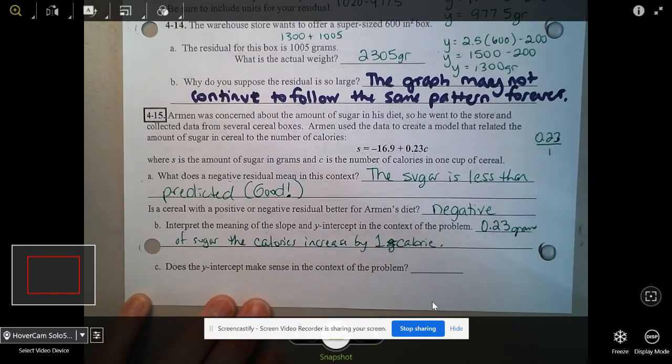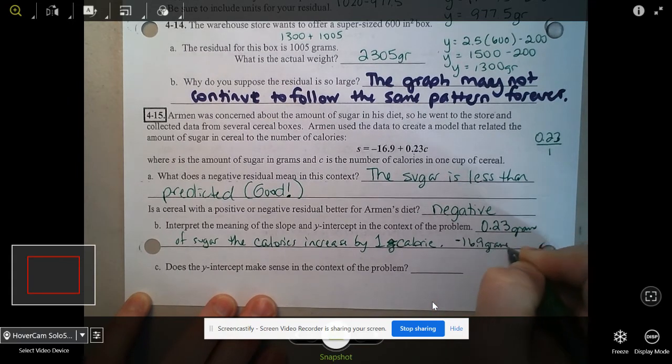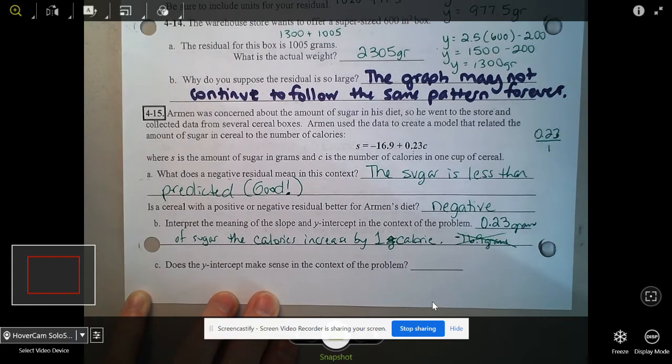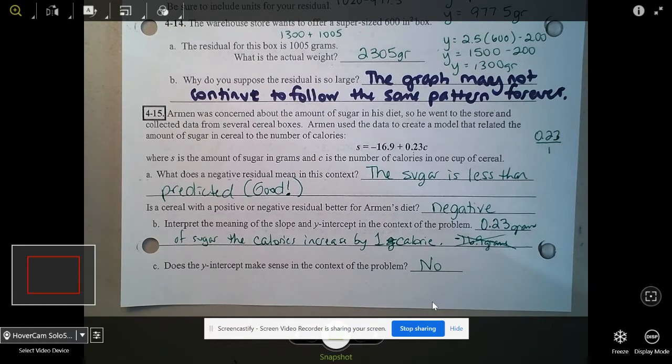All right, and then y-intercept. The y-intercept is negative 16.9 grams, which again, we would say doesn't apply. In this case, we're saying that this data cannot extend into the negatives. It doesn't make any sense. So the y-intercept is there because it's part of the pattern, but it does not make sense to use that number for any practical reason. So does the y-intercept make sense in context of this problem? No. And that's okay, because we wouldn't eat 0 calories of cereal and expect it to have negative 16.9 grams of sugar. That just doesn't make a lot of sense. So that's okay. That happens.